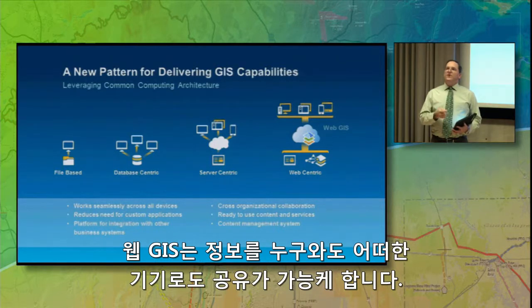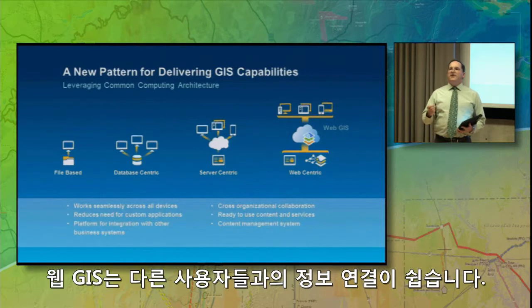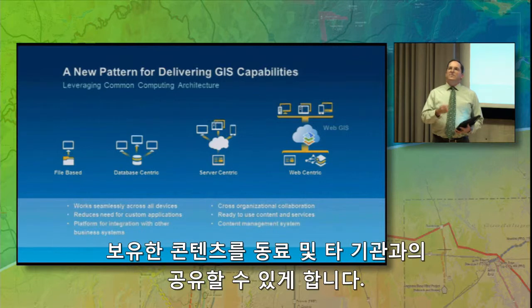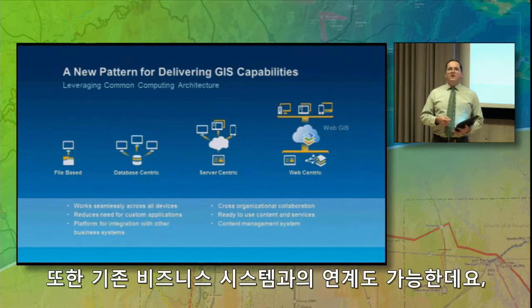WebGIS allows you to share your information out to anyone on any device. It allows you to more easily connect to information from other people. It allows you to organize and manage your content, to share it with your staff to make it easier to discover and use right away, and in collaboration with other agencies. It also allows you to connect to your existing enterprise business systems and limits the amount of custom application development that you need to do.